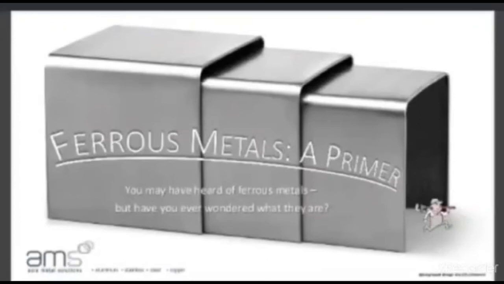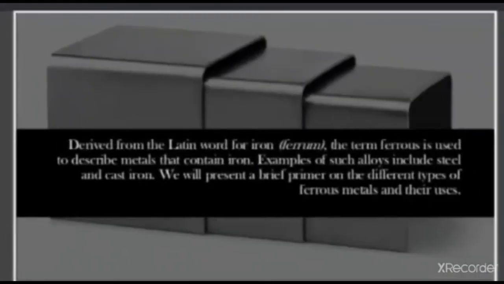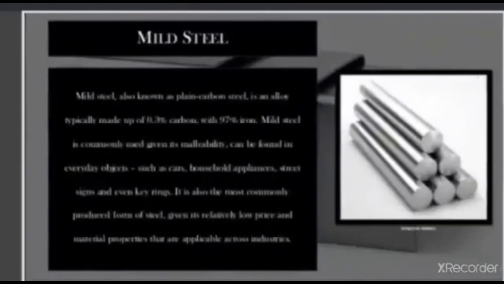So, this is all about ferrous metal. What is ferrous metal? Ferrous metal derives from the Latin word ferrum, which means iron. The term ferrous is used to describe metals that contain iron. Examples of such alloys include steel and cast iron. We will present a brief primer on the different types of ferrous metals and their uses.